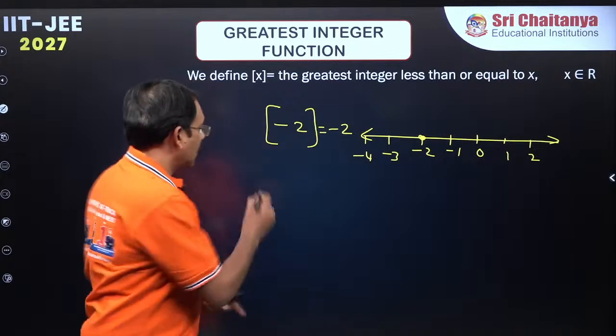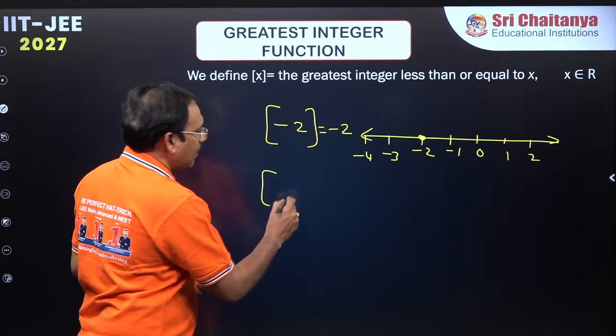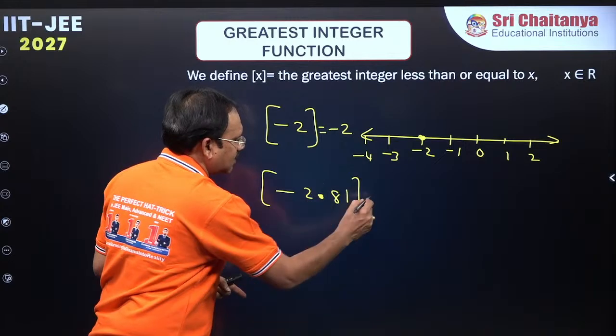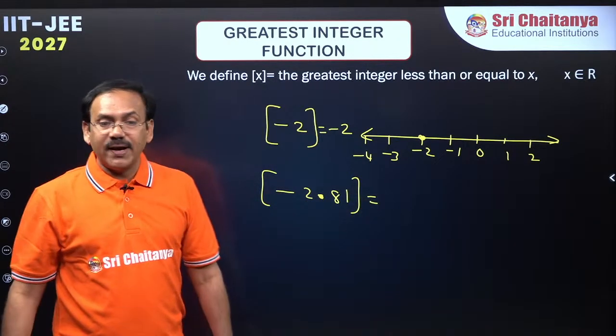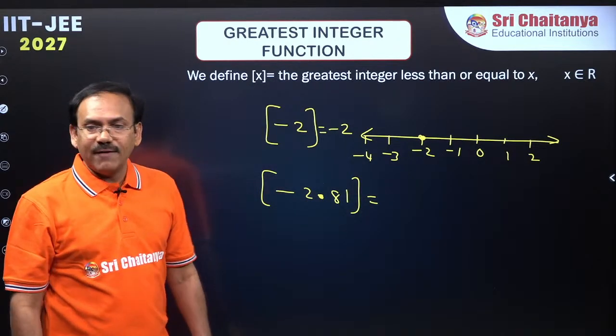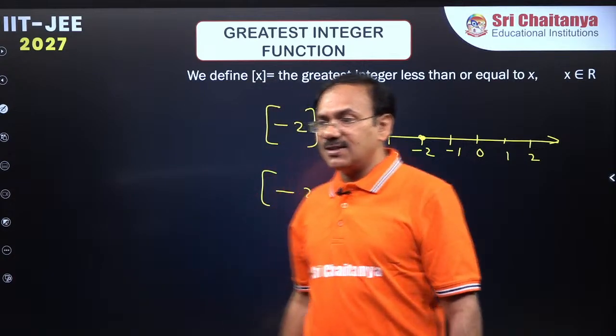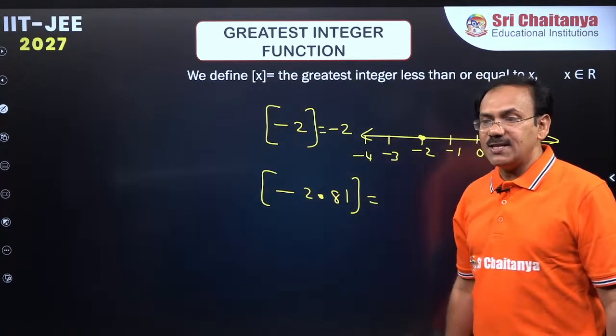Minus 2 itself, it is minus 2. But dear students, what is step of minus 2.81? Try to answer this. What is step of minus 2.81? Come on everyone, please try to answer. Minus 2.81, what is the answer? Please give the answer.